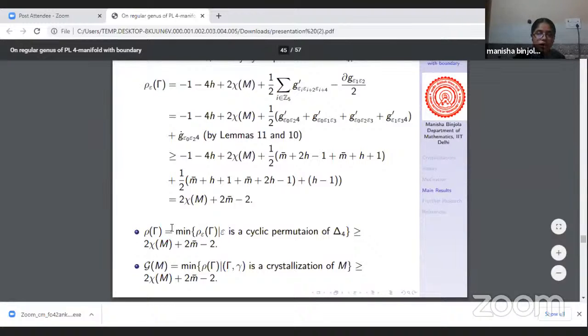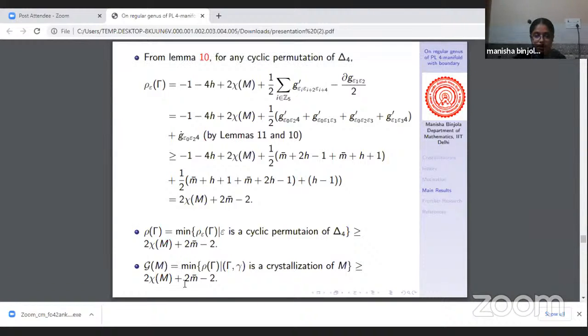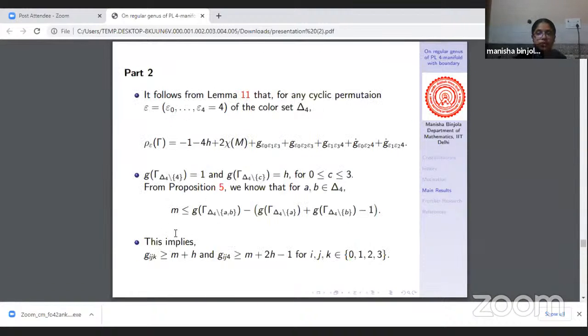Now rho gamma is the minimum of rho epsilons. So this is true for every epsilon. This means we get a lower bound for rho gamma. And using the same thing, since the regular genus of M is nothing but the minimum of rho gammas, we get the lower bound for regular genus, which is this. Now the second part, again we have only calculation things. So using lemma 11 we have this thing.